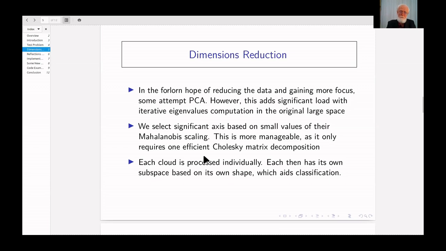So instead, I select significant axes based on small values of the Mahalanobis scaling. Now, Mahalanobis distance computation only relies on a Cholesky triangular matrix, and that decomposition only needs to be done once. Each cloud is processed individually, and so each one then resides in its own subspace, which depends on its own shape. That's connected with how the Mahalanobis scaling is computed. And this actually aids the classification effectiveness.